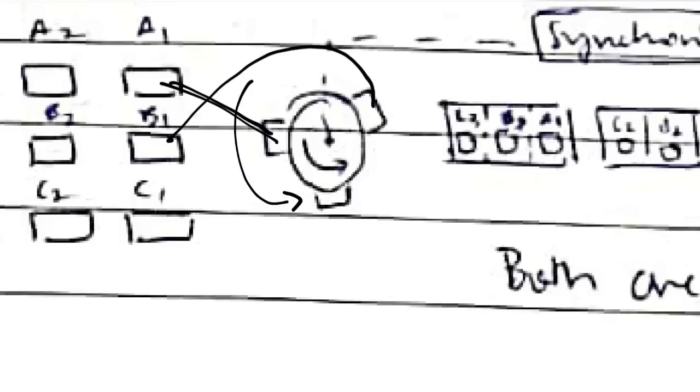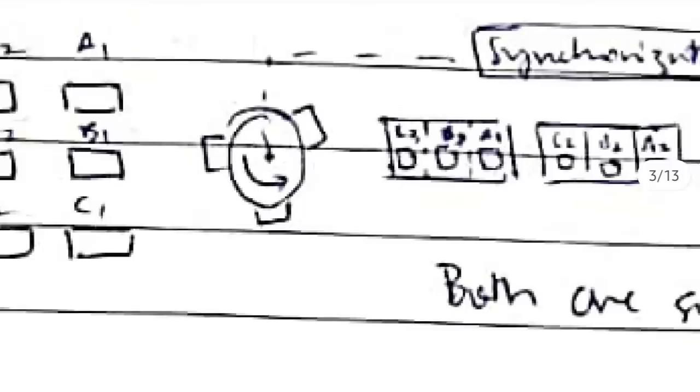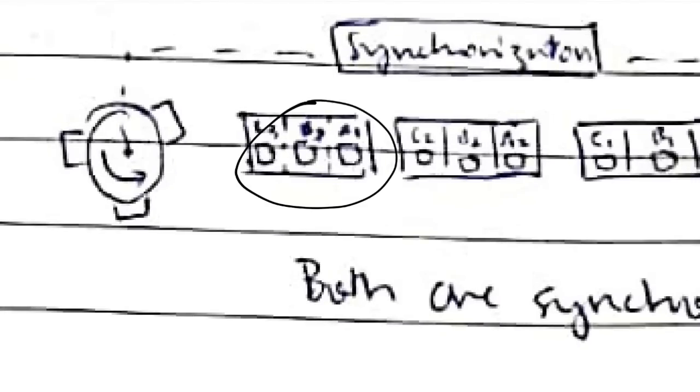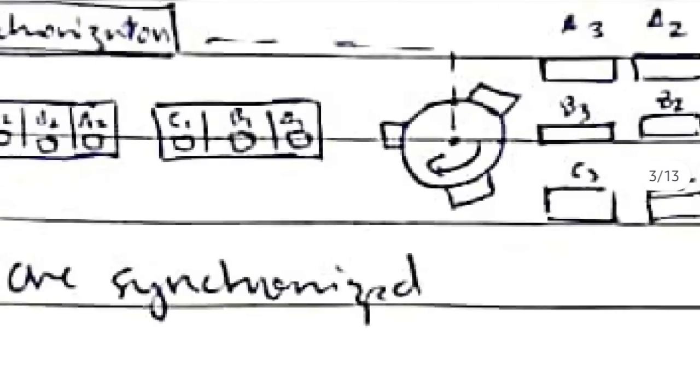This will pick up B1, and then this will pick up C1. So each slot, A1, B1, and C1 will be attached. Okay, and then it will be sent to this frame. Each frame will have A1, B1, C1, and that will be sent to the receiver end, which will be receiving one by one.